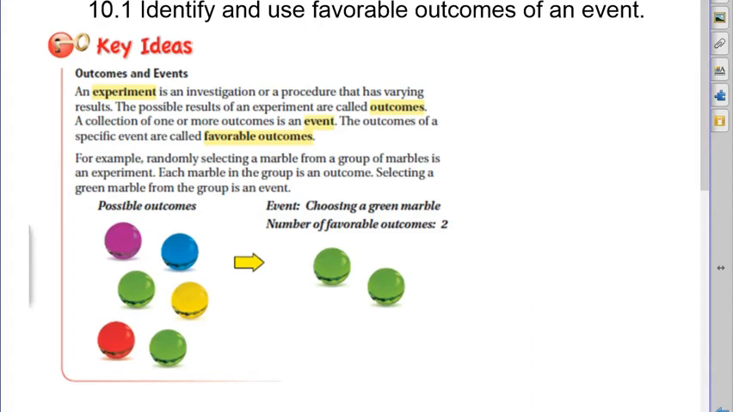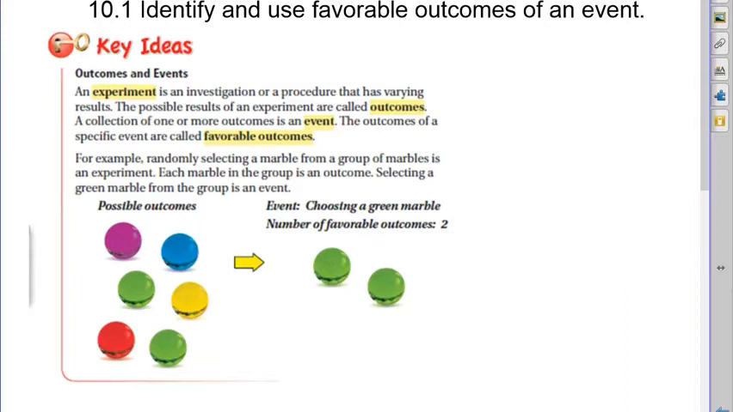Today's lesson is the first in chapter 10, all about probability. We'll get to probability itself in our next lesson. Today, we're going to get some of the building blocks necessary to learn about probability in the form of some vocabulary. Our learning target will be to identify and use favorable outcomes of an event.